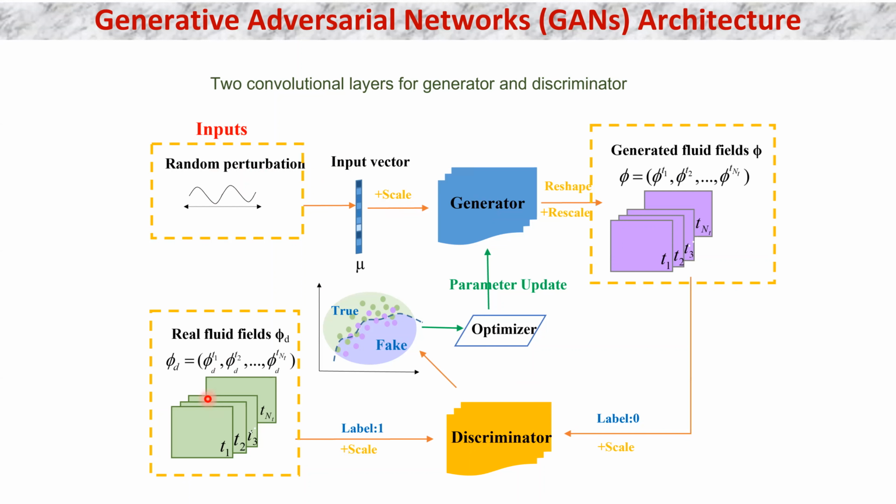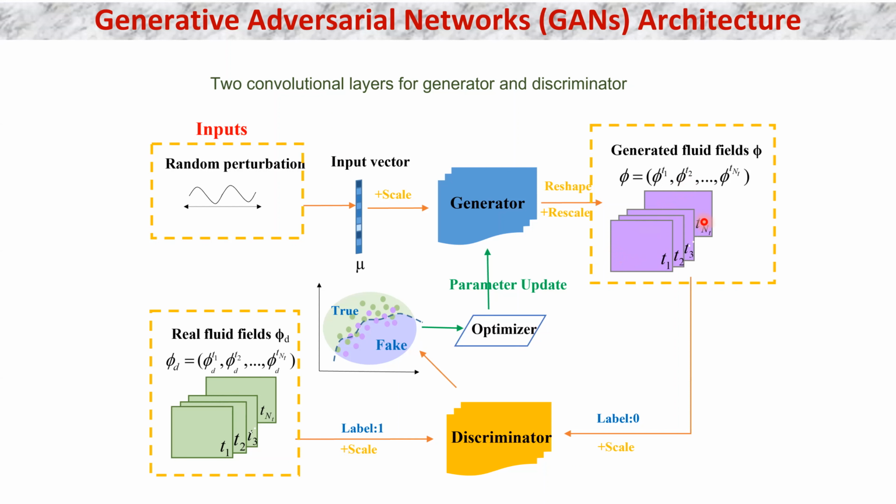And here is the image. Your fluid dynamic features at a different time level, you can think of them at different time levels as images. So that input goes to your generator, and then the generator will produce the image, for example, the velocity field at a different time level.